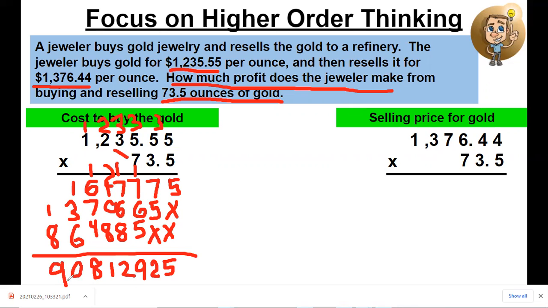Phew! Now where do I put the decimal? Well, there's 2 numbers past the decimal here, and there's 1 number past the decimal here. And 2 plus 1 is 3. So I'm going to start down here, and I have to go 3 numbers past the decimal. 1, 2, 3, right here. So he's paying about $90,812.93, or we're going to round it to 93 because this 5 doesn't, there's no half a penny.